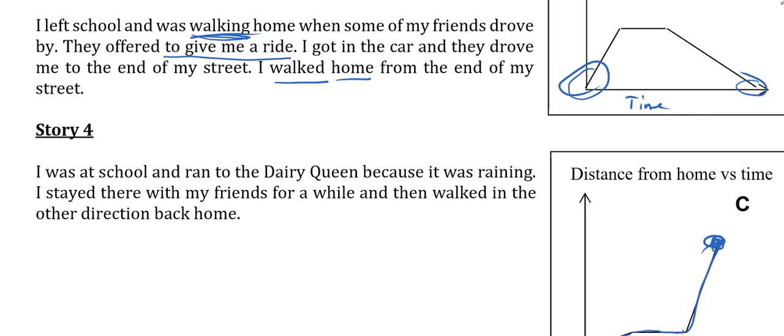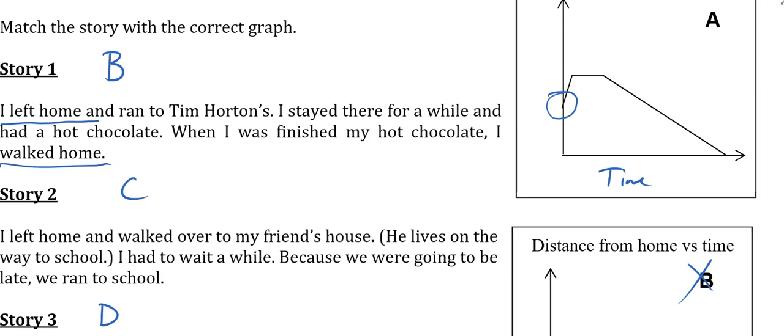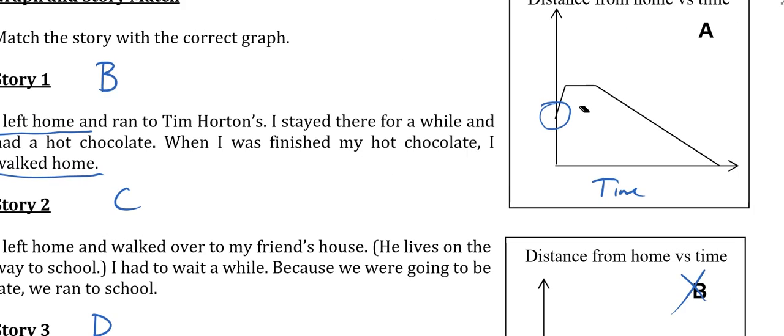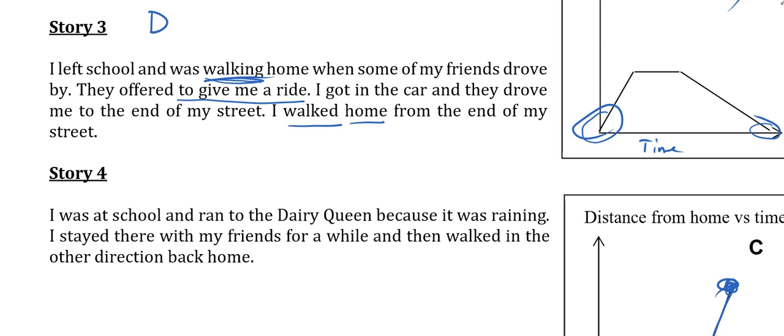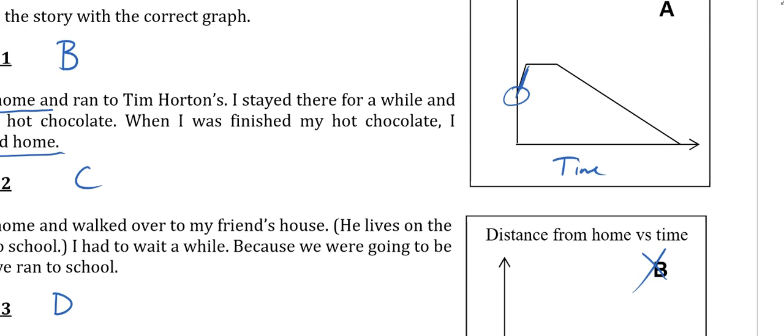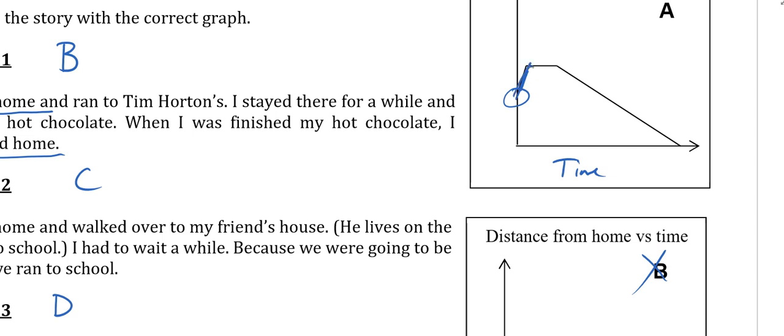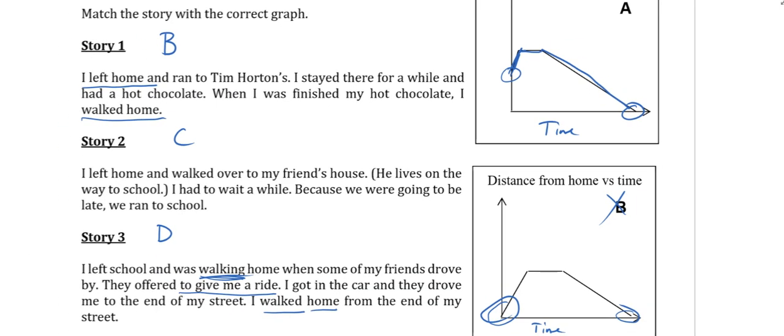I was at school and I ran to Dairy Queen. So I'm at school, which is not home because this is distance from home. And I ran, so this is steep to Dairy Queen. Because it was raining, I stayed there with my friends for a while and then walked the other direction back home. So that's why it went up, stayed here, and then went back and ended at home again. Nice. Very good. Any questions about any of that?